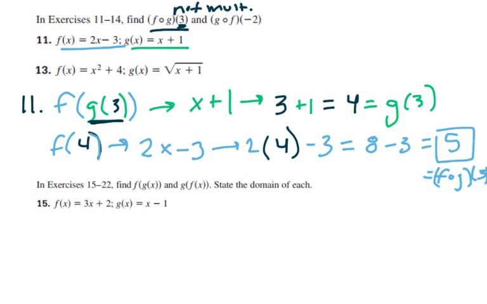Alright, so a little less work in the second part here, g of f of -2. I'm going to find g of -2. And then that result I'm going to plug into f. So g of -2 becomes -2 plus 1. Oh, sorry, it's backwards of this.